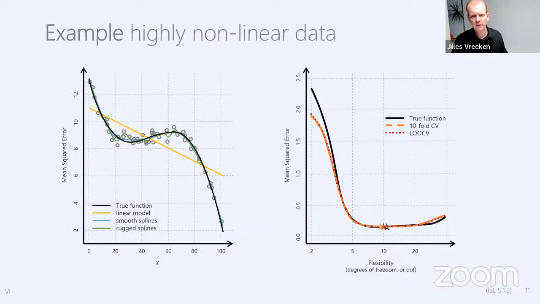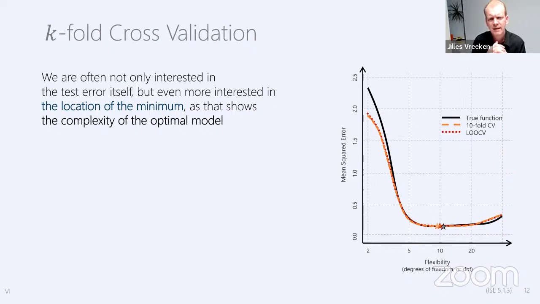Okay. Now, let's follow up on that thought a little bit, because not only are we often interested in the test error, we are even more often interested in the location of the minimum. Like here, this is an almost perfect estimate, right? This is the true minimum. This is the best possible flexibility. This is the leave one out, and this is the cross-validated estimate. So there it's pretty good.